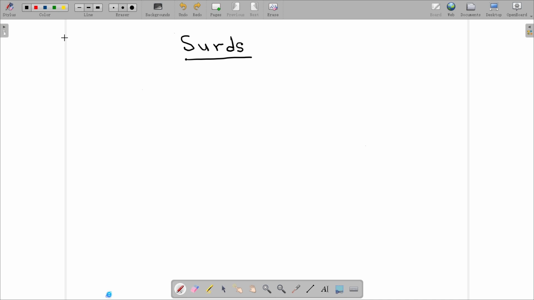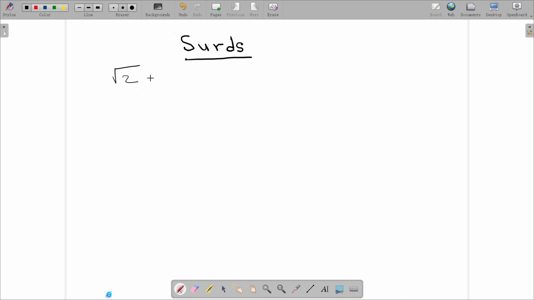Alright, so surds are numbers in square roots that cannot be further simplified into whole numbers or rational numbers. Therefore, surds are irrational numbers. In other words, numbers involving square roots that cannot be written as rational numbers are called surds. So, for example, square root of 2 is considered a surd. The simple reason is that square root of 2 cannot be further simplified into whole numbers.